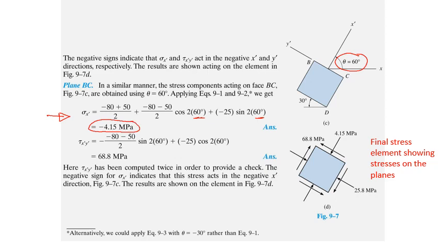Minus is compressive, so we put a compressive stress here. So it's compressive, and the value now is 4.15. You don't need to put the negative sign. You do not need to do this if you don't want to. But this answer is shown here just for checking, to make sure that your calculation is right.